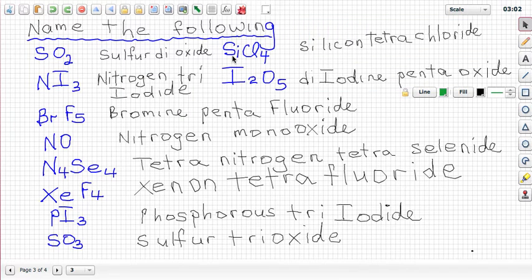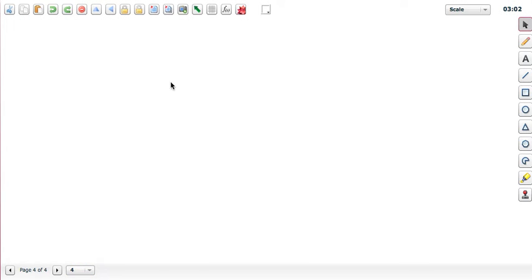We have SiCl4, it'll be silicon tetrachloride, 4 chlorine, and chlorine, the second one, will have an "ide" ending. I2O5, this time I will write diiodine pentaoxide. Let's go backwards. Let's make the formula.